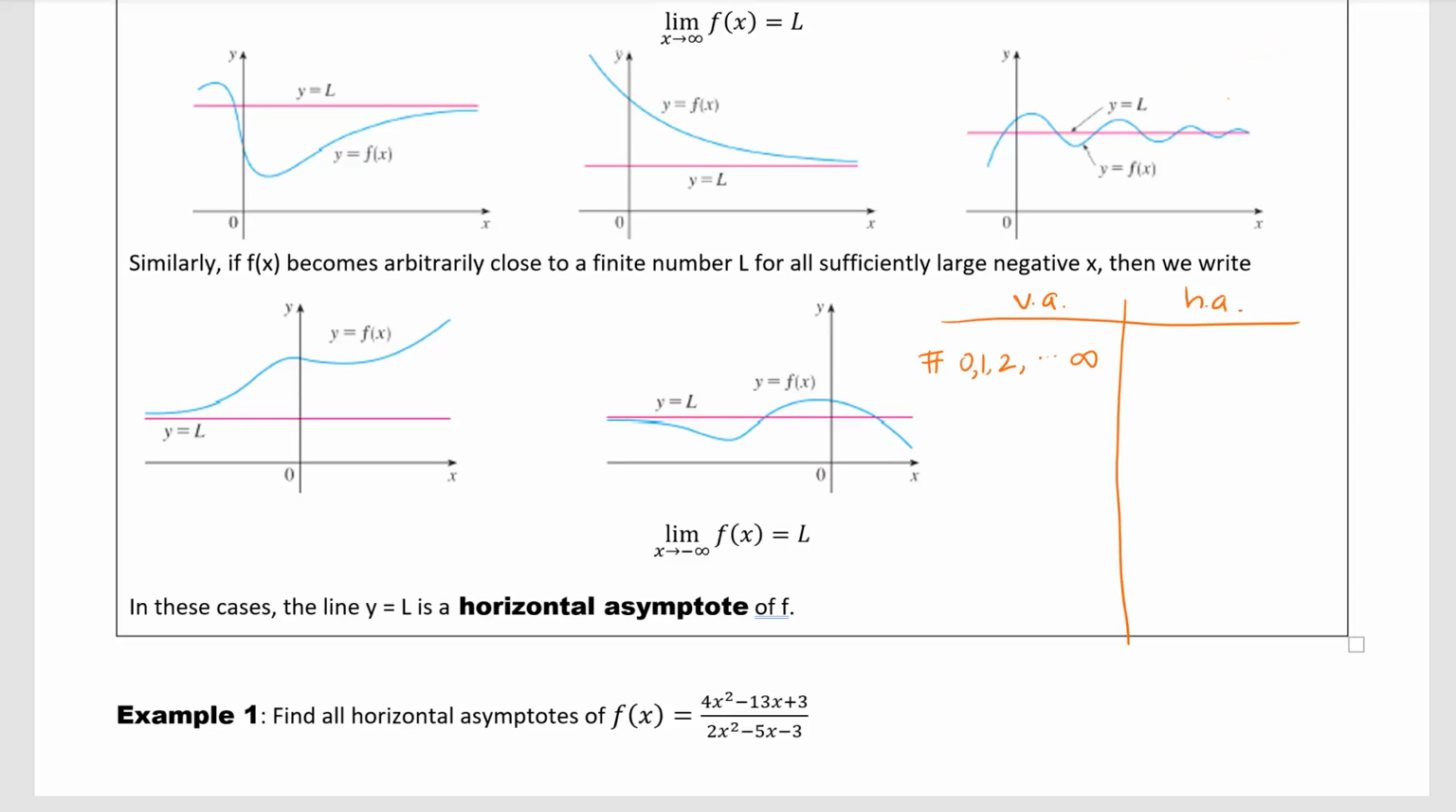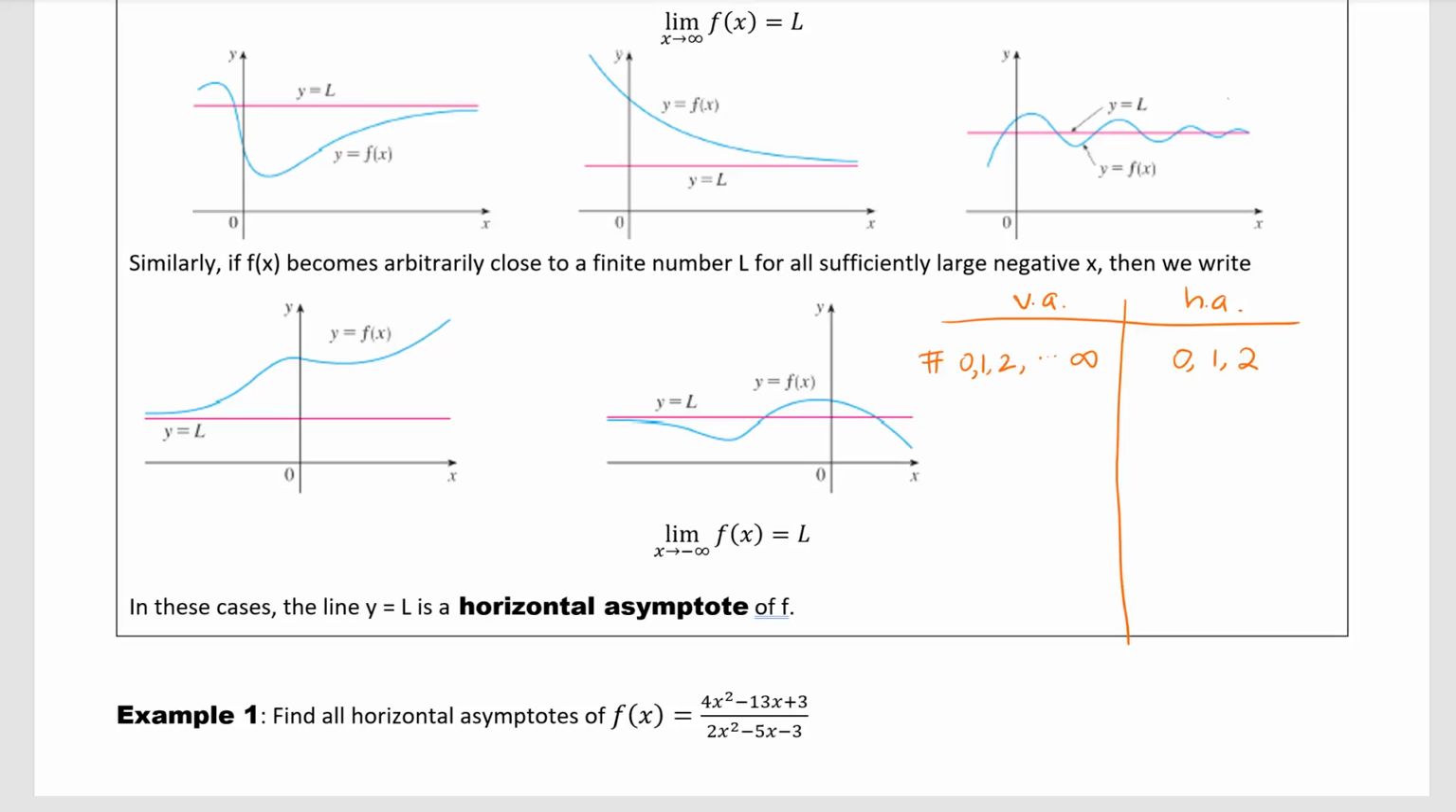However, for horizontal asymptotes, we can have one horizontal asymptote as x goes to infinity. We can have another one when x goes to minus infinity. So there are at most 2 horizontal asymptotes. So the number of horizontal asymptotes can be 0, 1, or 2. So at most 2. Okay?